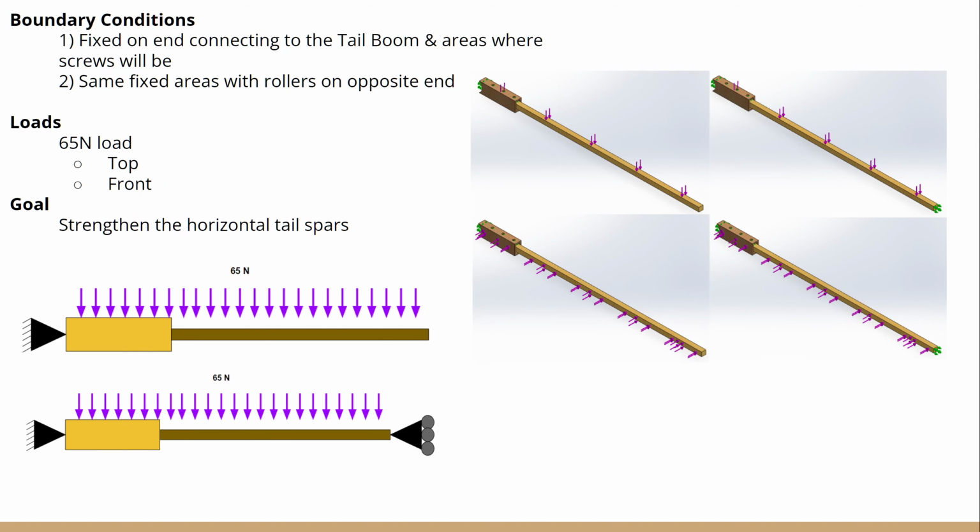2 different boundary conditions were set, fixing the end where this will be attached to the tail boom, and holes where the screws will be. Another where rollers are in the opposing end, along with a load of 65 newtons on the top and front faces of the spar.